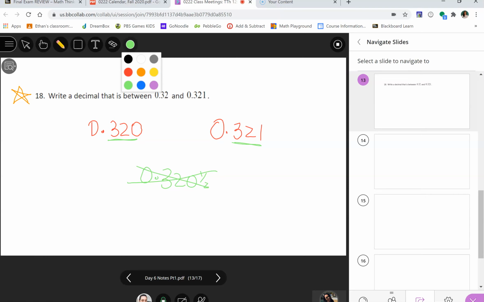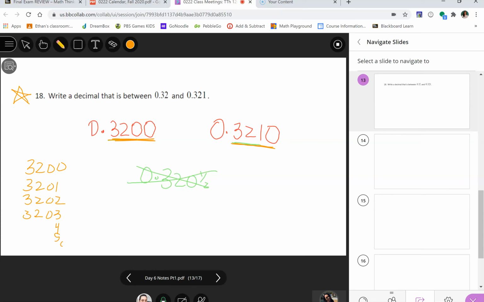Okay, so we have a rule with decimal numbers. It says I can add as many zeros as I want to the end. So if I add a 0 to each of these, now I'm comparing 3,200 to 3,210. So there's lots of numbers between there, right? If you have 3,200, you could do 3,201, 3,202, 3,203, 4, 5, 6, 7, 8, all the way till you get to 3,210. And you can pick any of those in decimal form as a number between those two decimals.